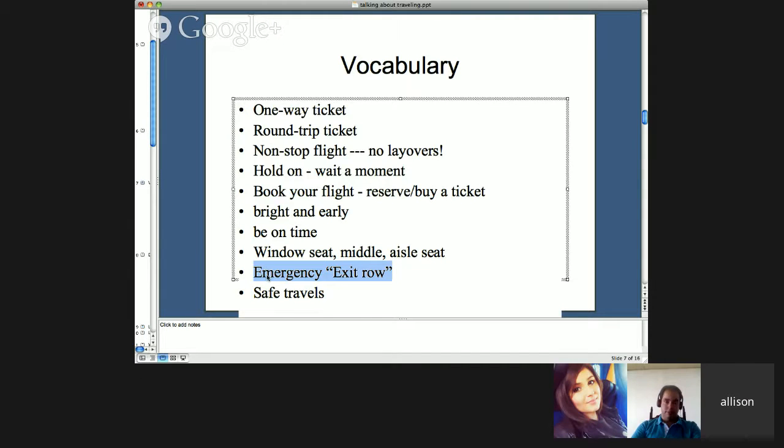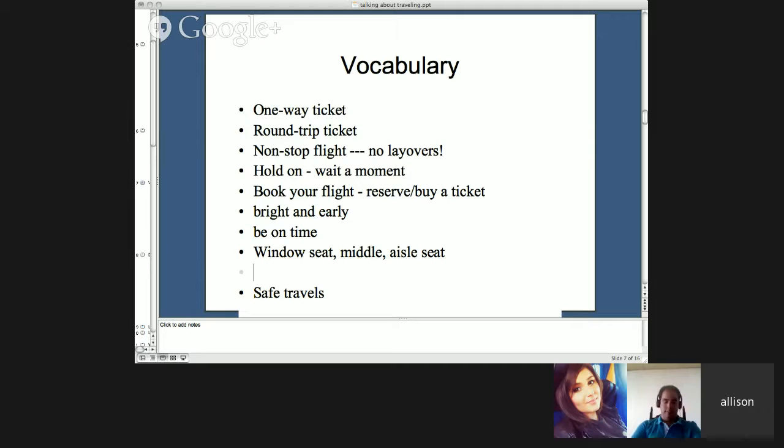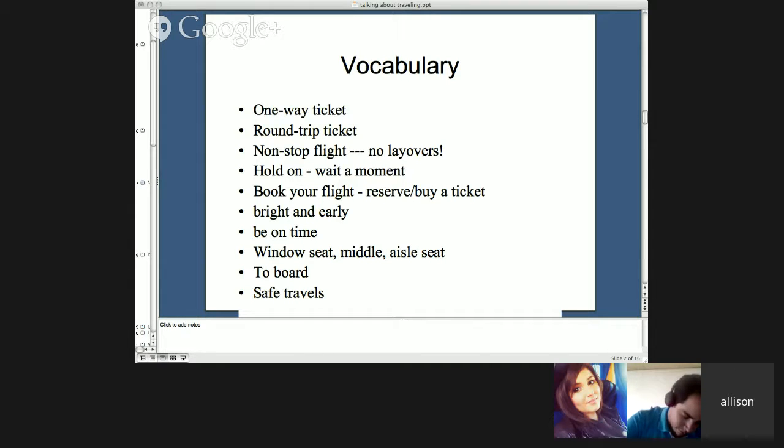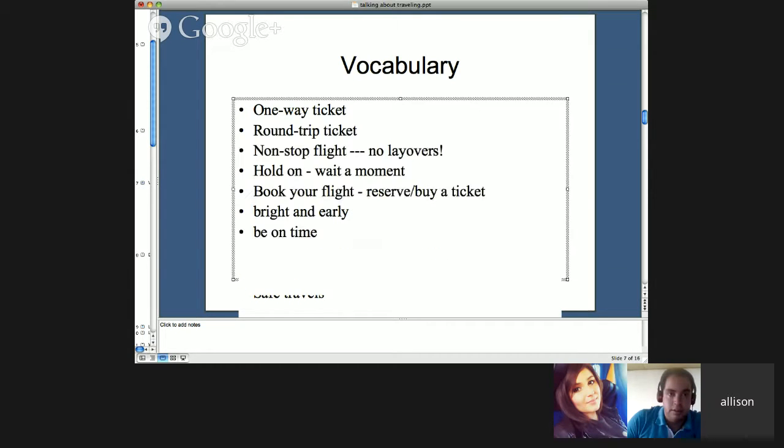And I'm going to add one more in here because I think it's really important for you to know, especially since you haven't flown before. There's a verb, to board. So when we get on a plane, we are boarding the plane. Or sometimes they say in the airport, okay, the flight to New York is now boarding, which means you're now allowed to get on. Same thing, to board. Okay?